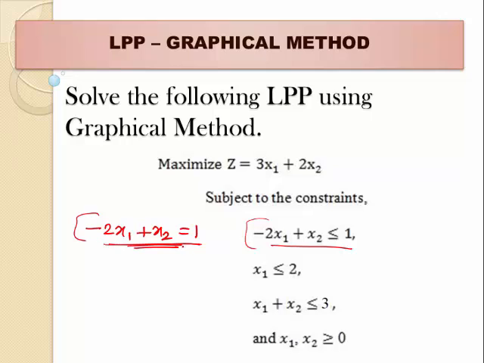So the ideology is, if we draw this line in the graph, then this line and the portion below this line can be considered to be this inequality, because the less than or equal to symbol is there in this inequality. So the line and the portion below this line, that is less than or equal to, can be considered to be this inequality. So this is the ideology. So we are in need of drawing three lines for this problem.